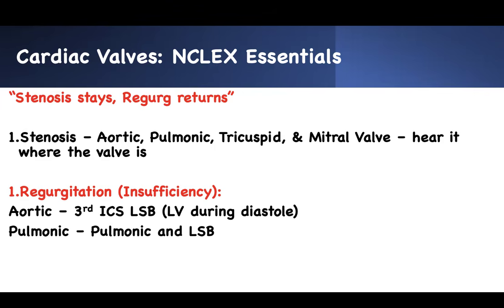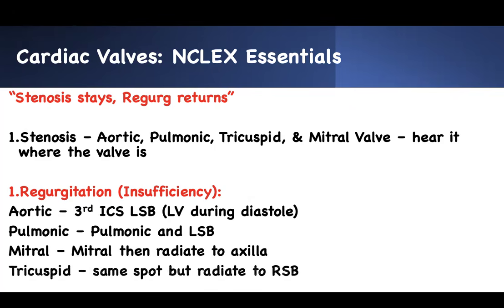Now, pulmonic, it stays, but it can radiate to the left sternal border. If it's mitral, it will radiate into the axilla, into the armpit. So it's very unique. You can listen at the fifth intercostal space, but you can hear the murmur radiating to the axilla. And the tricuspid, same spot, but it can also radiate to the right sternal border. These are the concepts I want you to know. The NCLEX essential cardiac valvular disease that you need to master for your nursing school and the NCLEX.